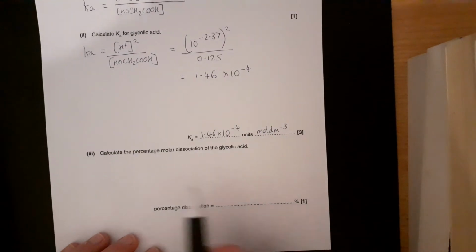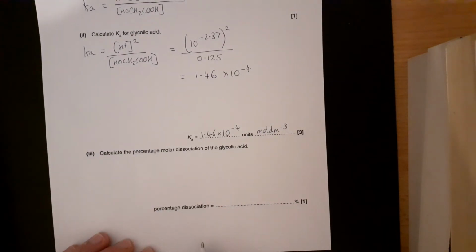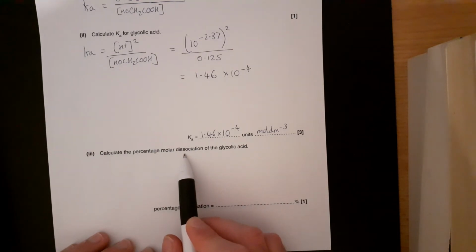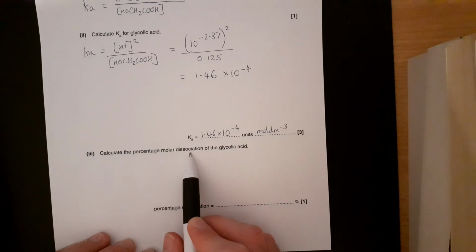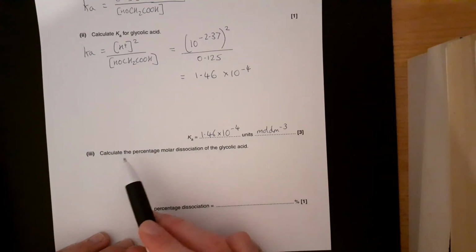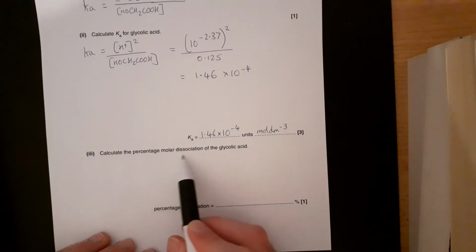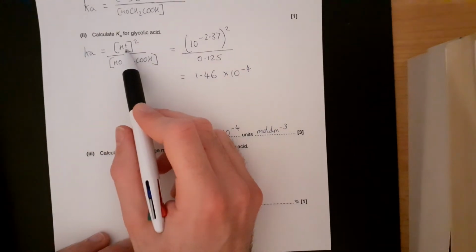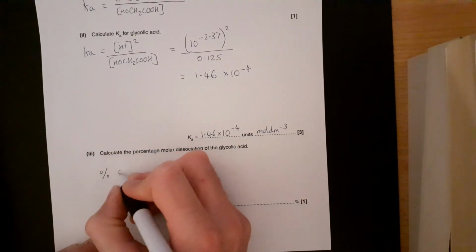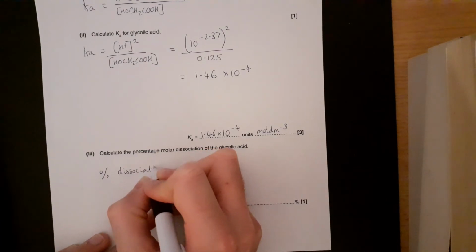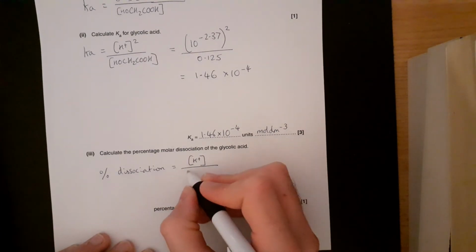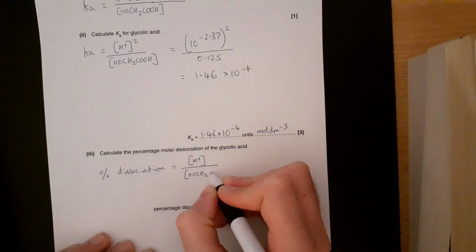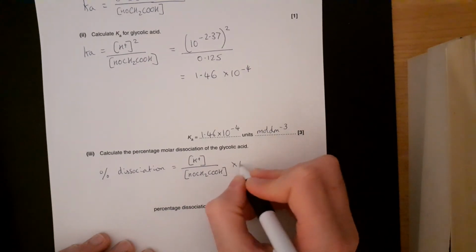Finally then, we've just got a 1 mark question here that says calculate the percentage molar dissociation. So for this then, what we want to do is say, well, how much of it has dissociated as a percentage of the total? Okay. Well, what represents the acid that has dissociated? Well, when the acid dissociates, it produces an H plus ion. Okay. So the percentage dissociation is going to be the H plus ion concentration as a percentage of the acid concentration, and obviously times it by 100.